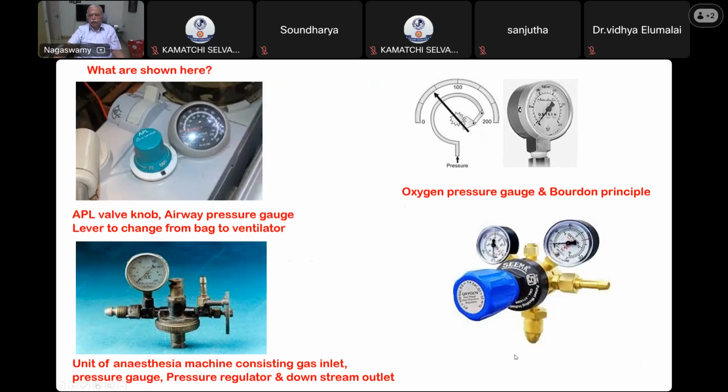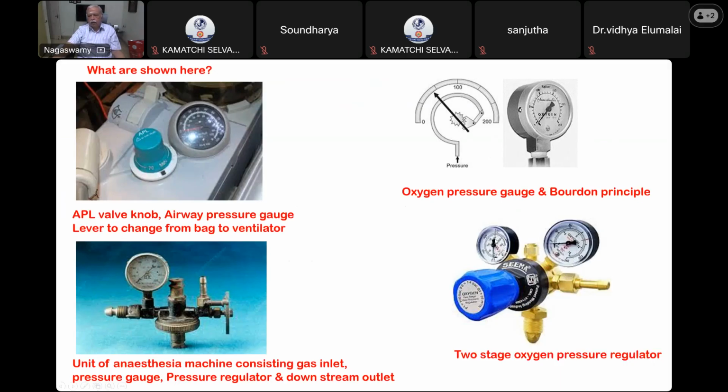This is not used in the anesthesia machine, but this is used on the cylinder, which used to be used in the wards in the olden days before they had the central pipeline supply. This is called the two-stage oxygen pressure regulator. This end will be fitted to the oxygen cylinder, which is portable, and by tightening this screw, you can reduce the pressure from the 2000 psi to whatever pressure you require.